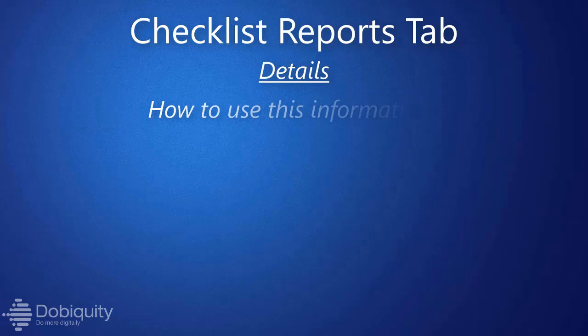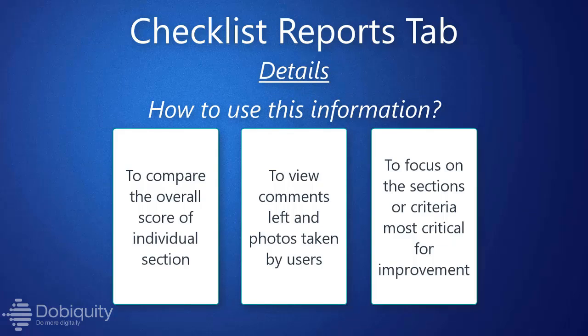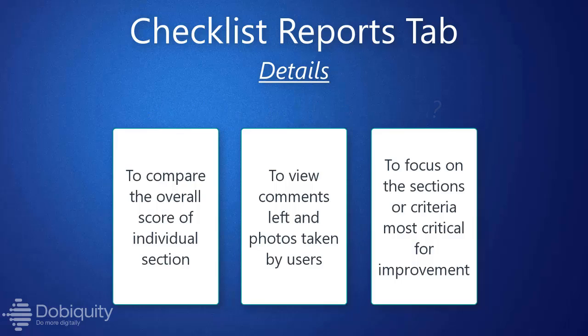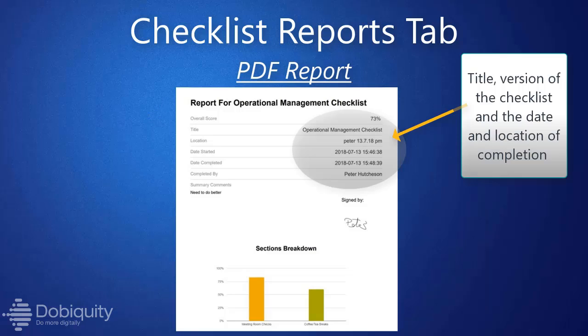How to get the most out of this information? Well, having visual access to the scoring detail for each of the sections and access to comments and photos allows you to be very focused on what needs to be done. The final report you can produce from the Checklist tab is a PDF report.